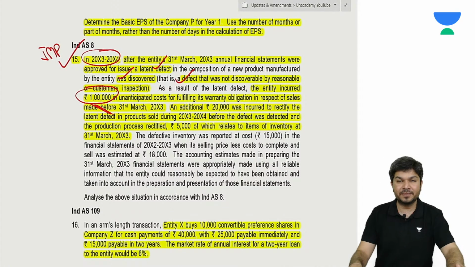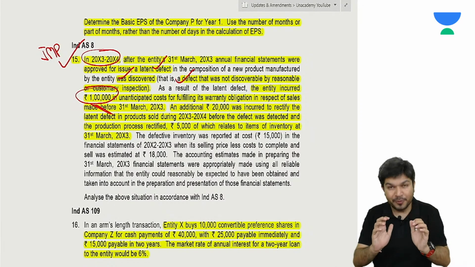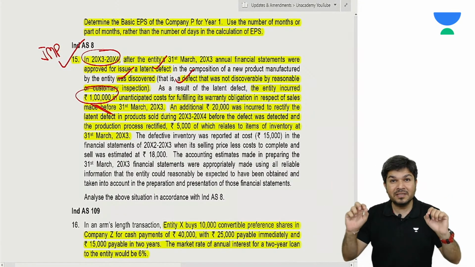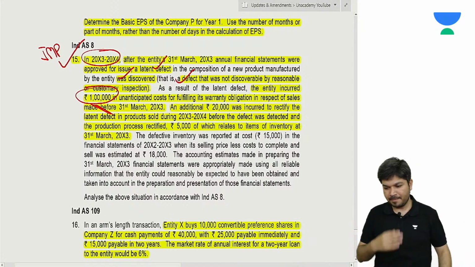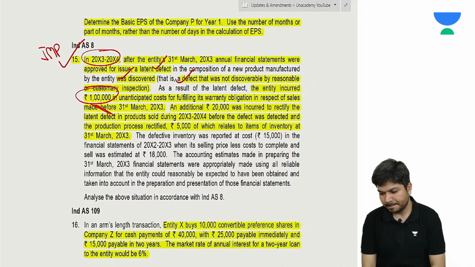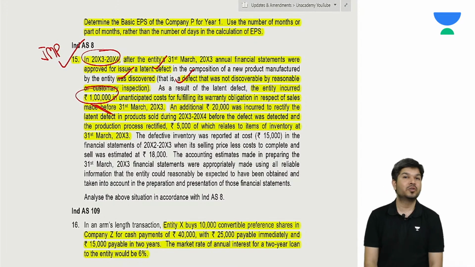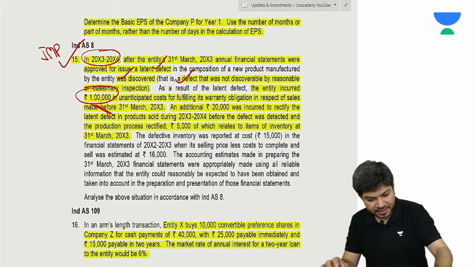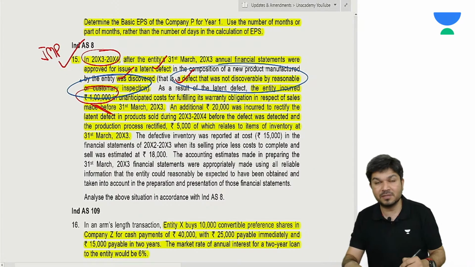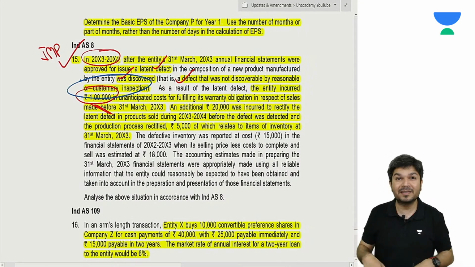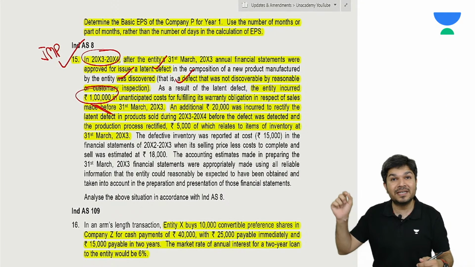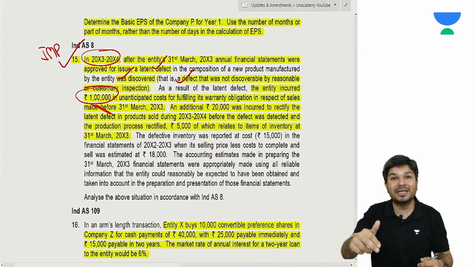Now my question over here. This mistake came to be known now. Last 31st March, even though we had done a proper inspection, the mistake could not have been found out. Is it a prior period error? Did you understand the question? No, not a prior period error. Reason: even if you had done a proper inspection, you would not find it. They've clearly given that it was not discoverable by reasonable inspection as well. If it's a prior period error, remember we have to restate the previous year. It's not a prior period error, so don't restate previous year figures. This will be accounted as a change in accounting estimate.